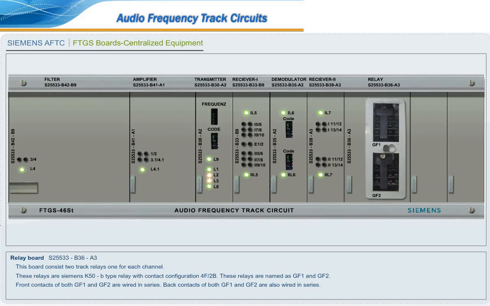Front contacts of both GF1 and GF2 are wired in series. Back contacts of both GF1 and GF2 are also wired in series. These relays are interface between FTGS and signaling interlocking. These relays are made slow to pick up by 600 milliseconds and also are made slow to drop by 250 milliseconds.